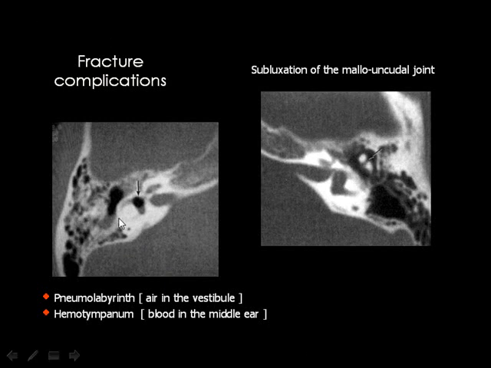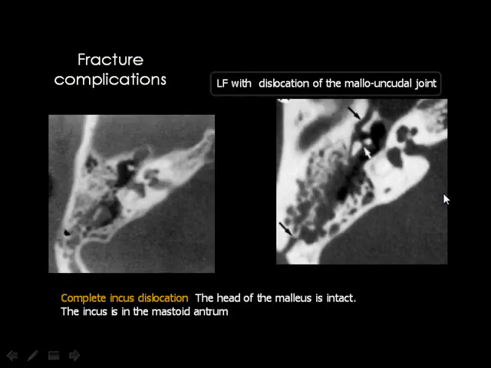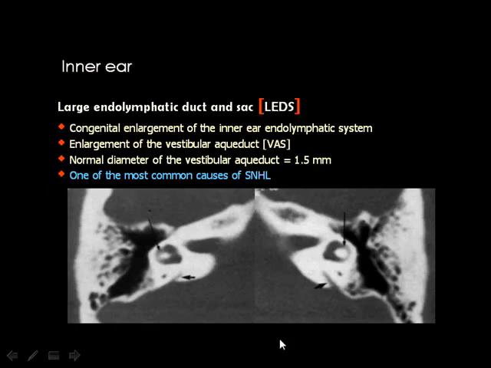In the middle ear cavity, you can see an air fluid level. And this fluid is, of course, secondary to trauma, meaning it is blood. Then this is hemotympanum. Okay, what do you think about this incudomalleal joint? Dislocated. And what do you think about this incus and the malleus? Total dislocation of the incudomalleal joint with displacement of the incus in the mastoid antrum.